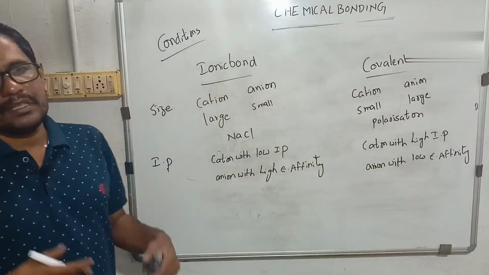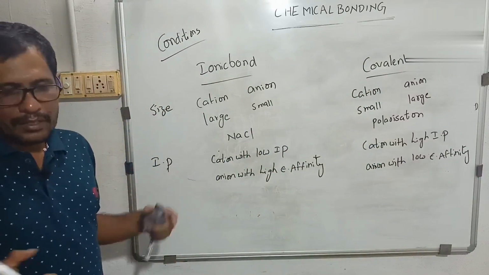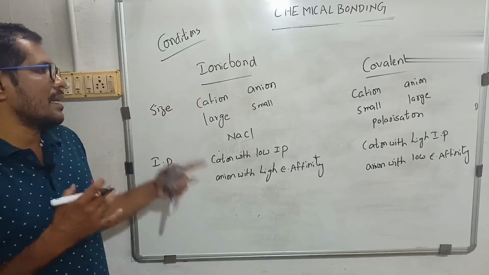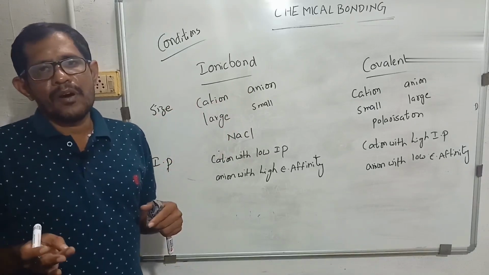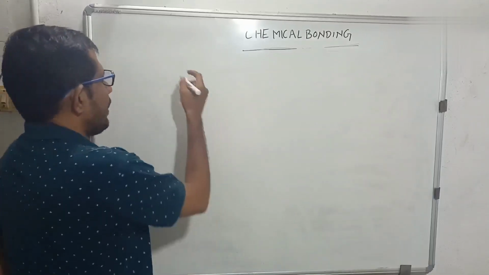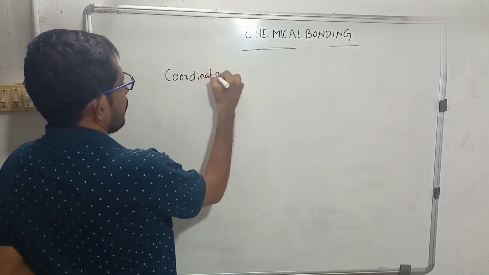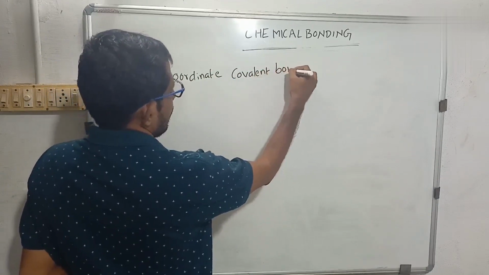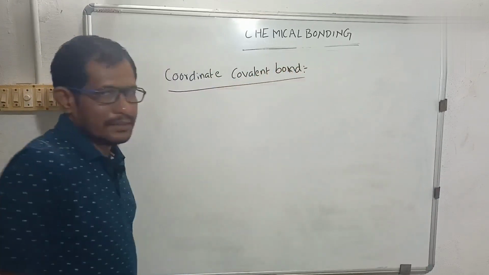So ionic bond happens because of the transfer of electrons, and covalent bond happens because of the sharing of electrons. This is just electrostatic attraction. A covalent bond may be a single bond, double bond, or triple bond. Now I am going to explain the coordinate covalent bond.